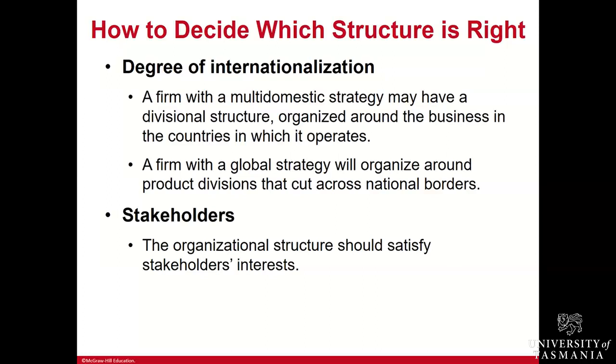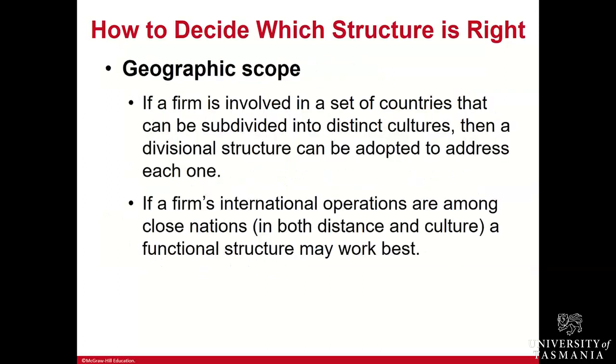And stakeholders: the organization structure should satisfy stakeholders' interests. That's the important part, because of what headquarters is saying, what stakeholders are saying, what they are willing to support. Are they willing to support the regional unit? Are they willing to pay that much cost for a strategic business unit? That's important to understand, both sides. And geographic scope is important to decide which structure is right.